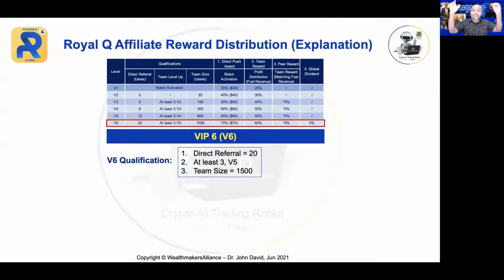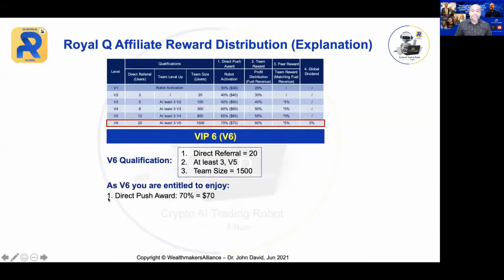So the moment you have 20 people, you become V2, right? Am I right? Can you see that? That's how simple it is. And you need at least 3 V5 directly under you. And you need a total team of 1,500. So if you have 3 V5, which is 800 each, you already have 800 times 3, that is 2,400. But the company only needs a team size of 1,500.